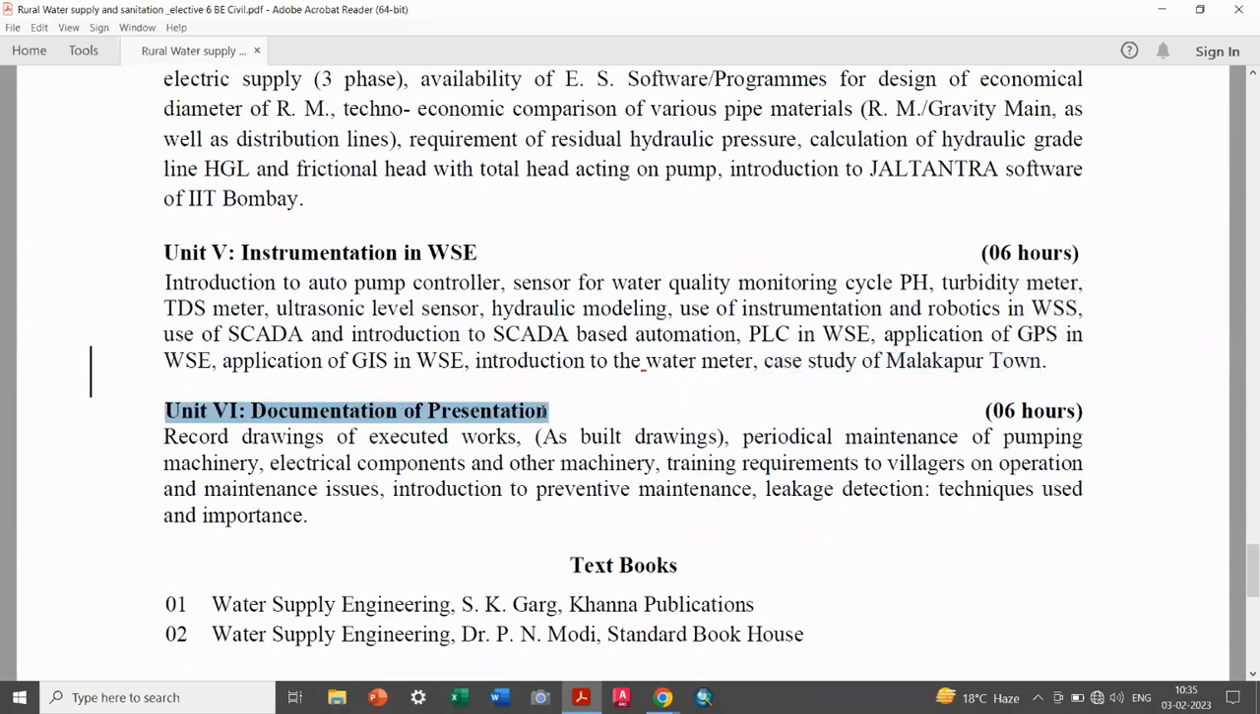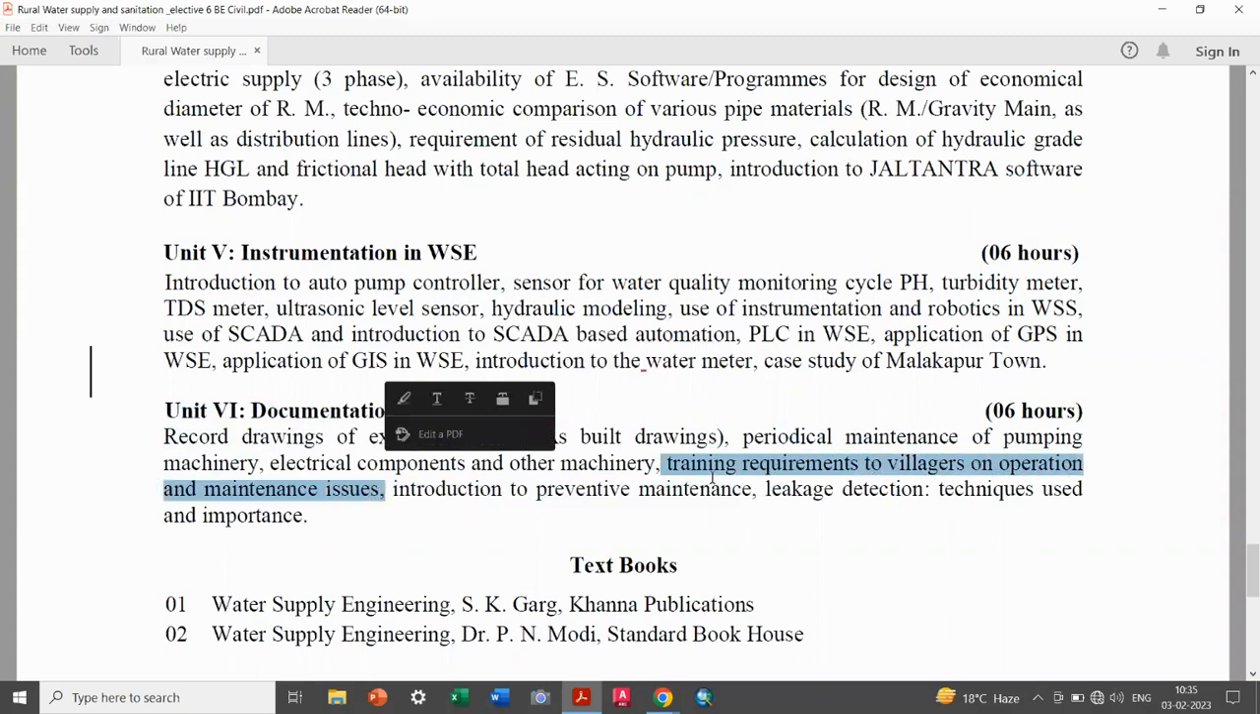Documentation of presentation, a record drawing of executed works as built drawings. You can see that if you are planning for something, you need to have drawings. You need to have a proper plan. Then periodical maintenance of pumping machinery, electrical components and other machinery. Training requirements for villagers on operation and maintenance issues.